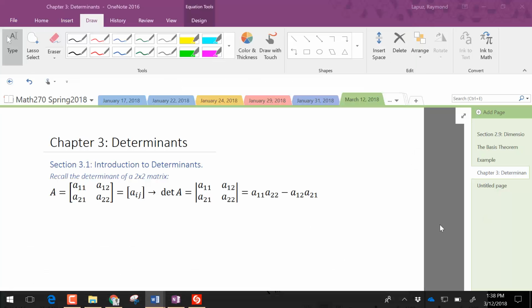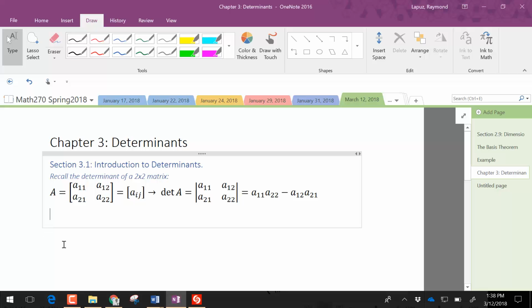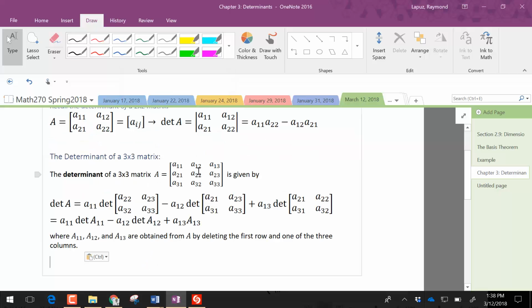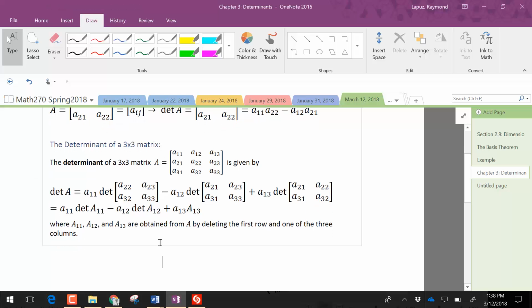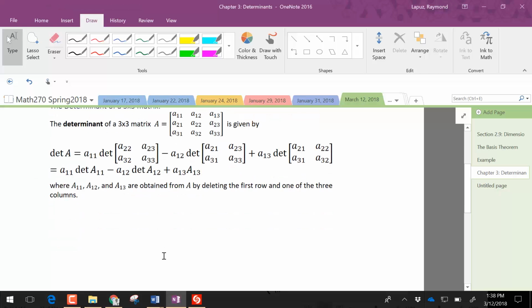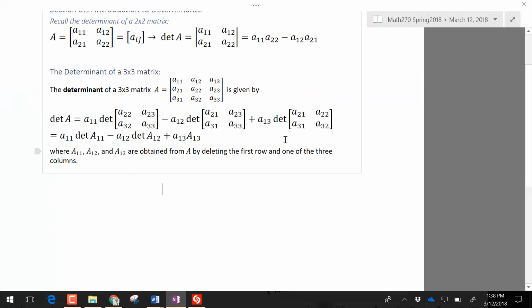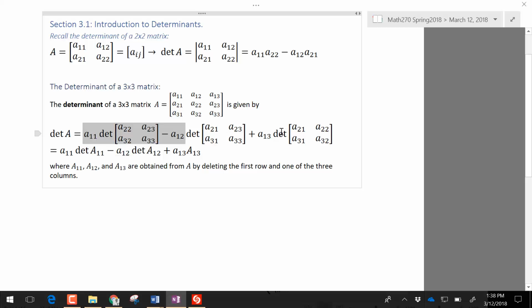I didn't even show it here. Let me just paste this information here and skip down a little bit. So the determinant of a 3 by 3 matrix is going to be given by some sort of expansion. In this example, we expand on the first row, so we're looking at all the elements in the first row.